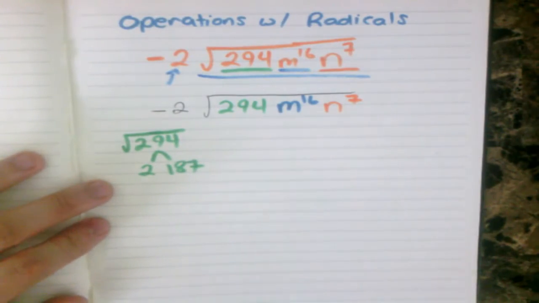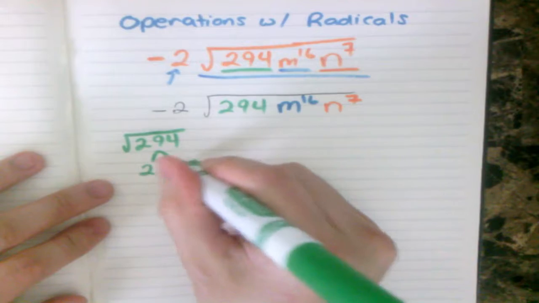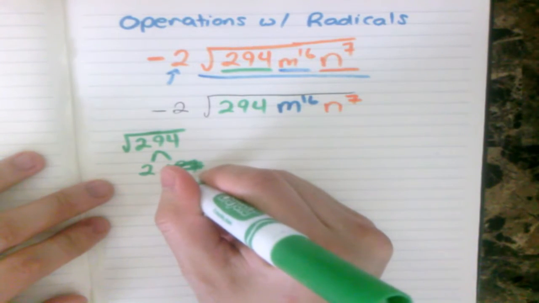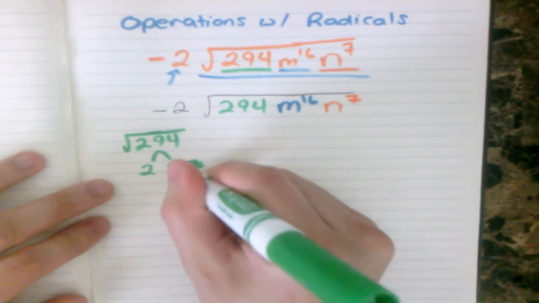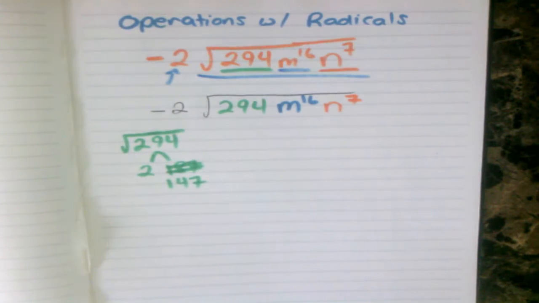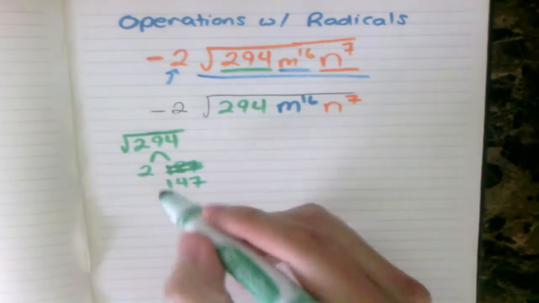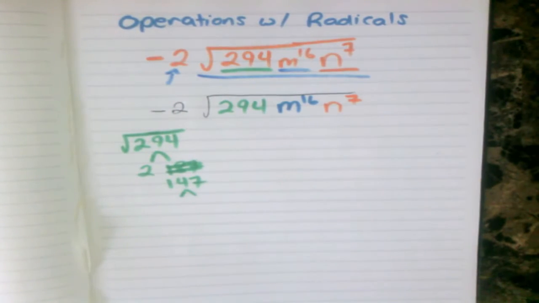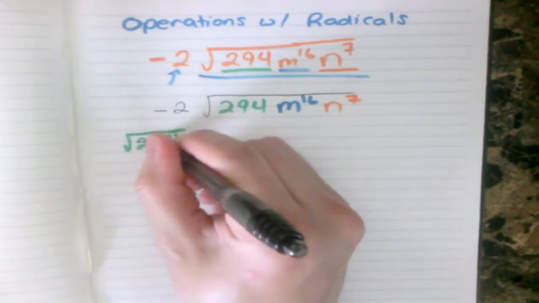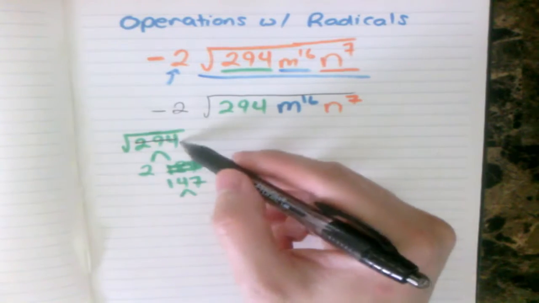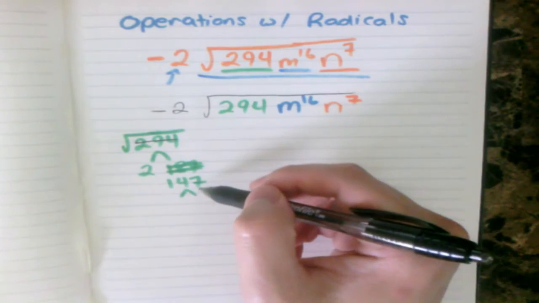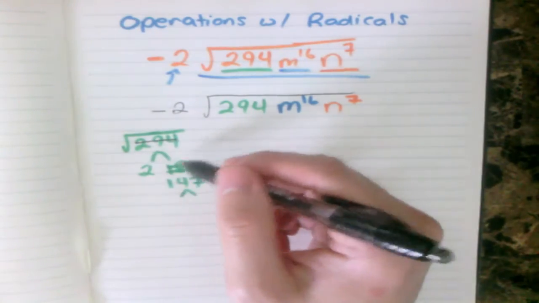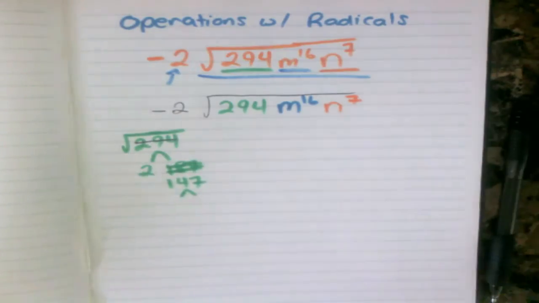187. Is that right? That's not right. Sorry. 147. There you go. So 2 times 147 is 294, and we can break this down a little bit further. One thing I mentioned a while back is that as you're simplifying in these factor trees, every time you break something down, so I told you 294 is equal to 2 times 147 in this case, I broke it down, so I'm going to cross it out so I don't accidentally add it in later.